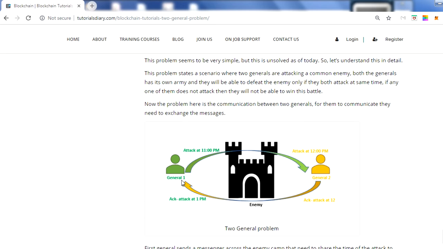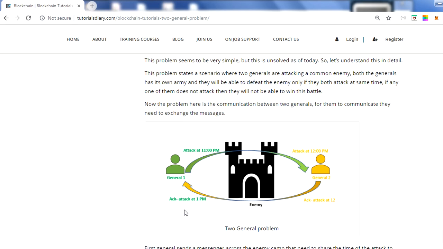Now to keep this in sync, General 1 is expecting an acknowledgement back from General 2. So maybe the same messenger or a different messenger has to take the acknowledgement from General 2 and pass it to General 1, right? Again, it has to go through the enemy camp, and the same scenario can happen. It can be captured by the enemy and they can distort the information. So the information from General 2 is that, okay, I acknowledge that the attack will happen at 12 p.m., but the information received by General 1 is 1 p.m. So again, an acknowledgement has to pass from General 1 to General 2, and so on, right? So this cycle will keep on going.